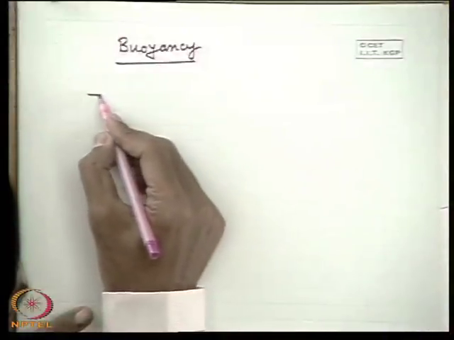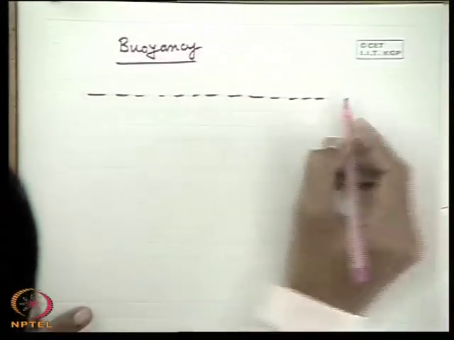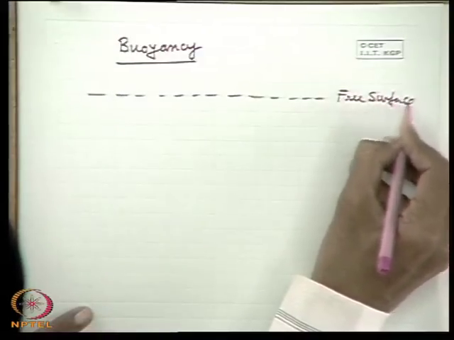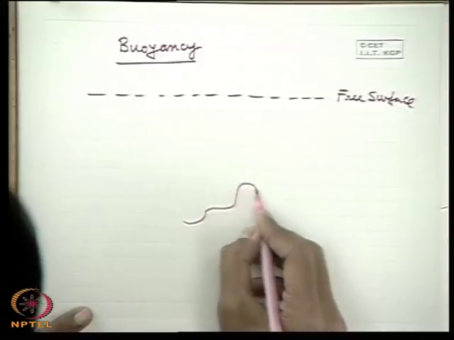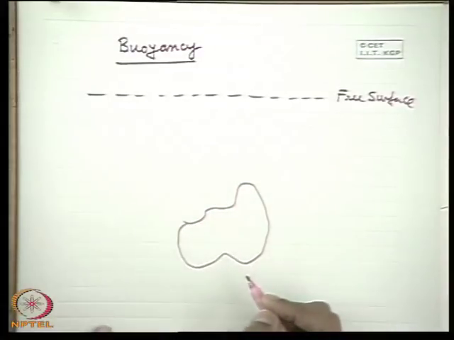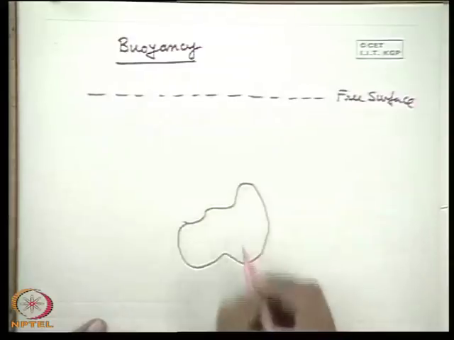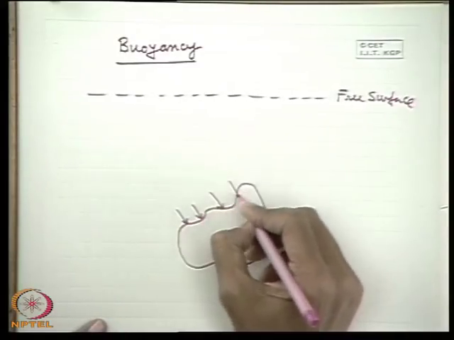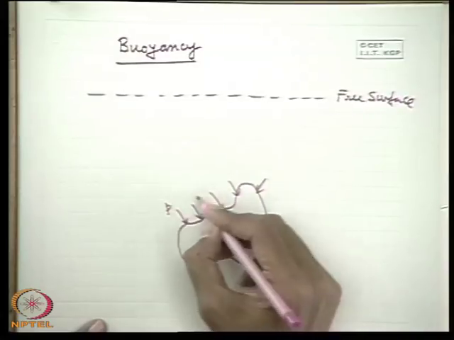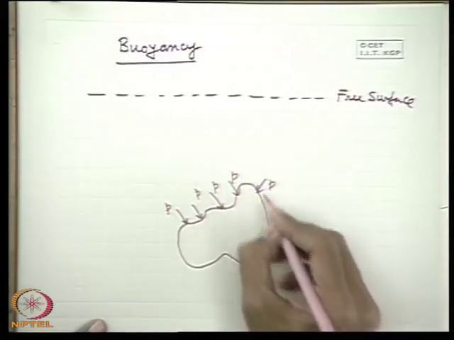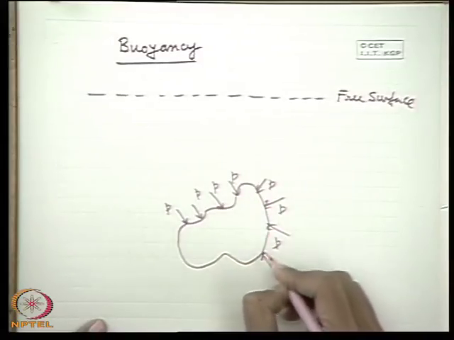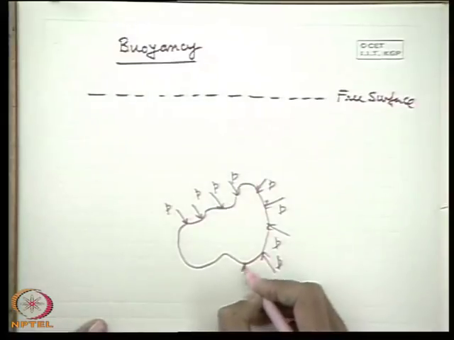Now let us see what happens. Let us consider a free surface of water, and let us consider a body like this. Let us consider a body that is totally immersed, a submerged body. So what will happen? The pressure forces will act on the body like this, P. Though I am writing it as P, don't misunderstand that this P is the same everywhere, because this P depends upon its height from the free surface.